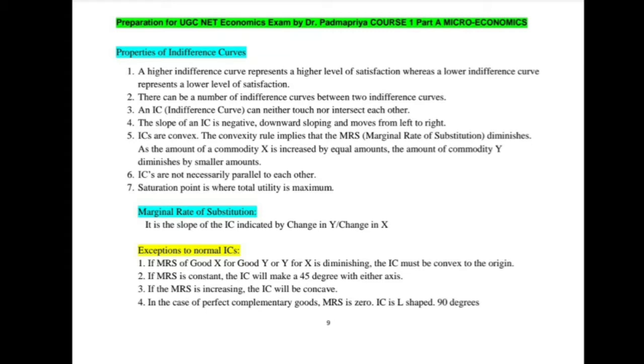So when MRS is increasing, the IC will be concave. When MRS is constant, the IC will be 45 degrees with either axis. In the case of perfectly complementary goods, MRS is 0, so it will be an L-shaped or 90 degrees IC curve.